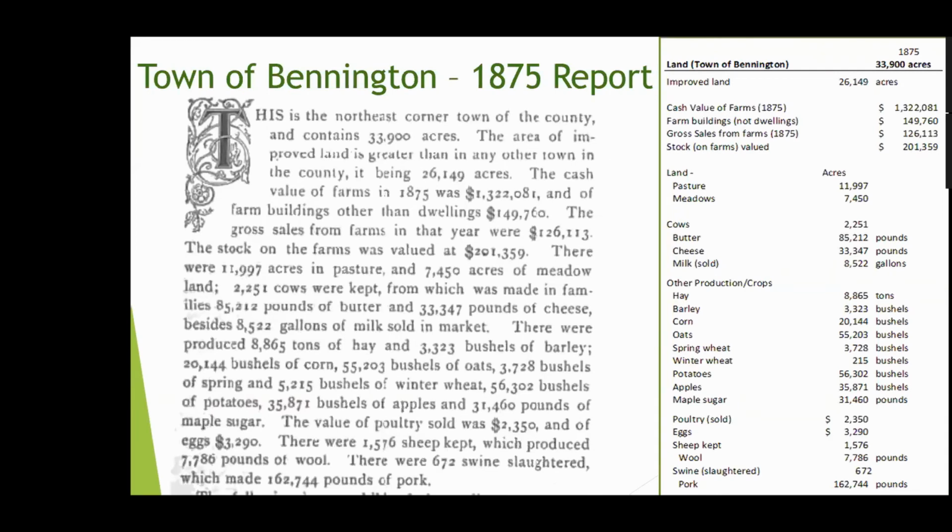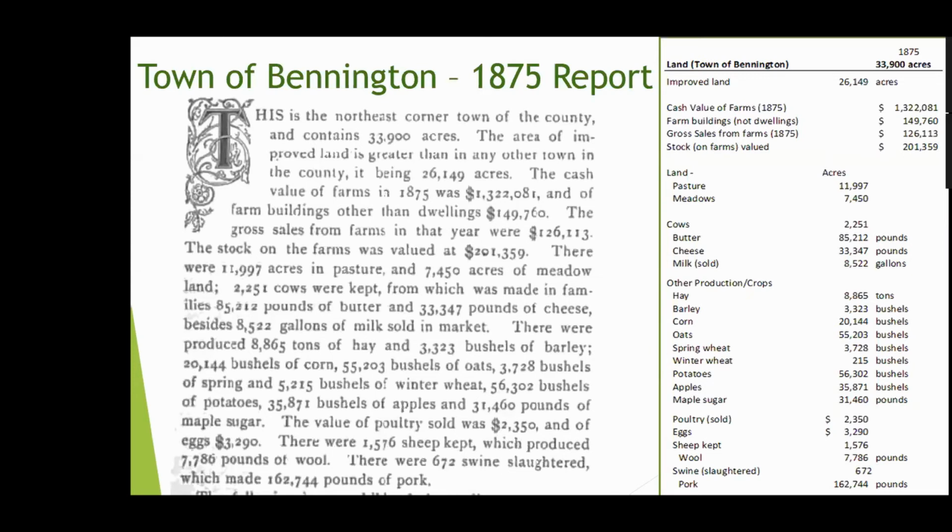So here it is where Bennington County had 33,900 acres. The area of improved land was greater than in any other town in the county, it being 26,149 acres. Cash value in 1875, the cash value of the property of all these acres, $1,322,081.